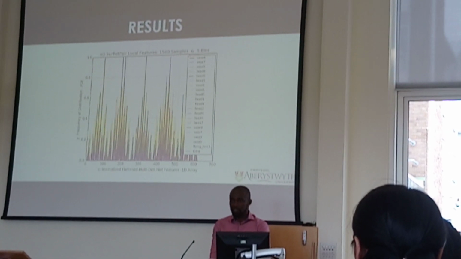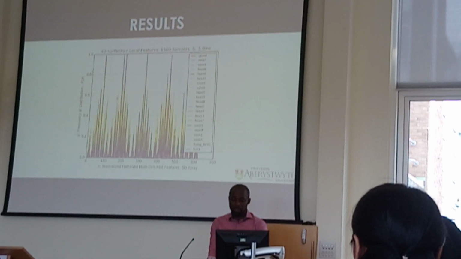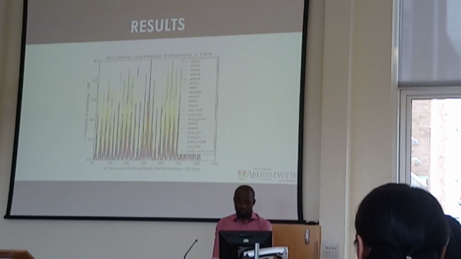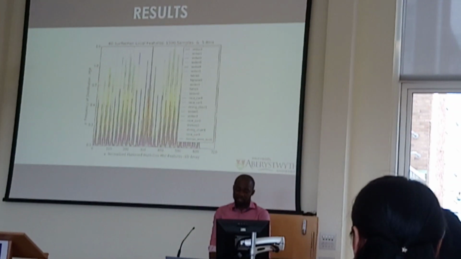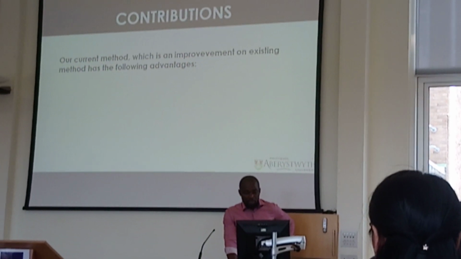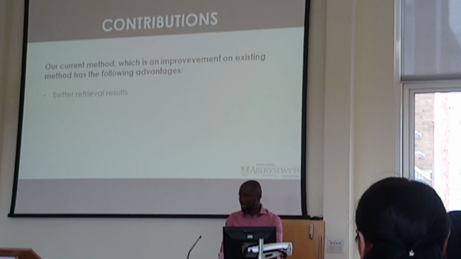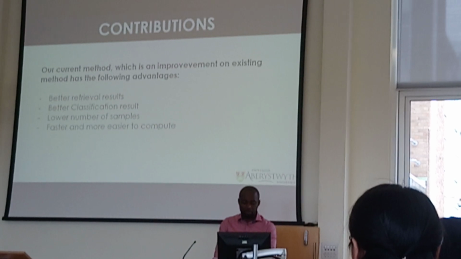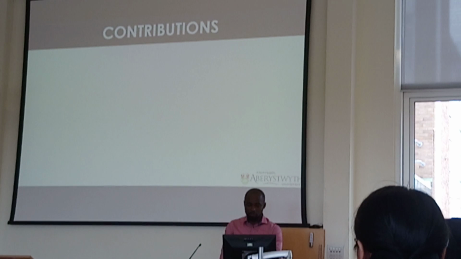And here is another category of result, whereby we employ our algorithm for retrieval. We have some retrieval results. Here we search for a car, and then we have similar cars, and then some other models. And so the contribution is that we have been able to improve on existing methods, and we are having, like I said, better results, better calculation results, and a lower number of samples, and the algorithm is very easy and fast to compute.